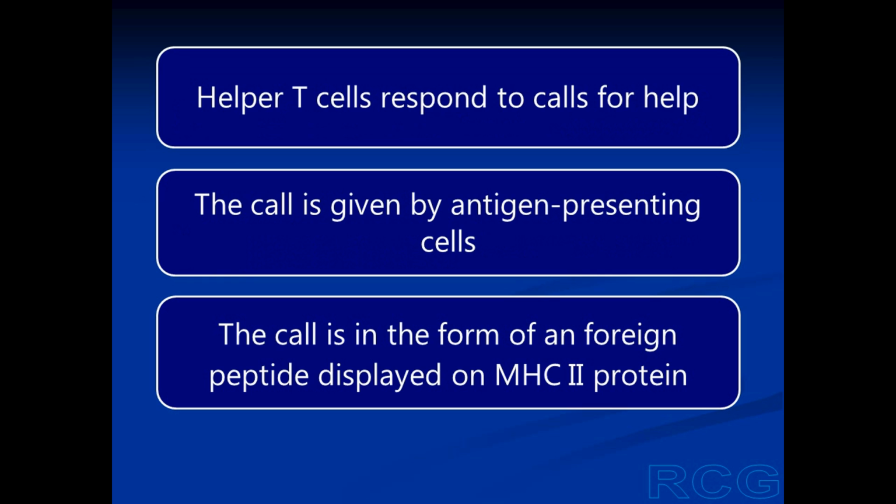The helper T cells are known as helper cells because they respond to calls for help. This call is given by the antigen presenting cells which have become infected, and the call is in the form of a foreign peptide attached to the self MHC protein displayed on the surface of the antigen presenting cell. So when the infected antigen presenting cells display a foreign peptide on their surface, it is a call for help, and the helper T cells respond to this call for help.